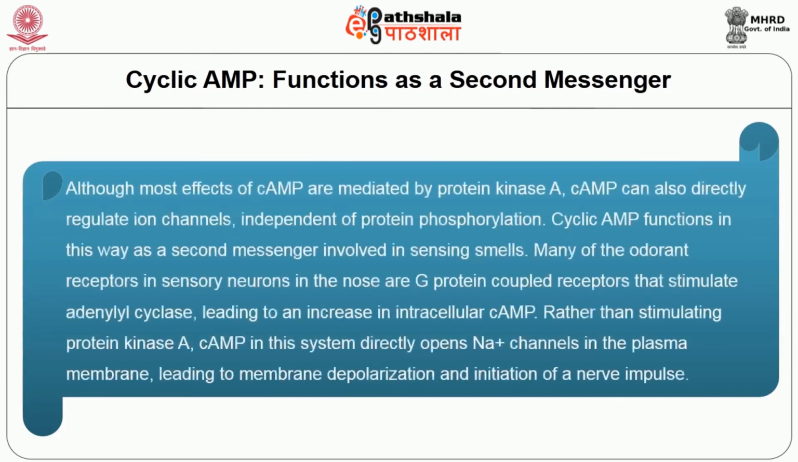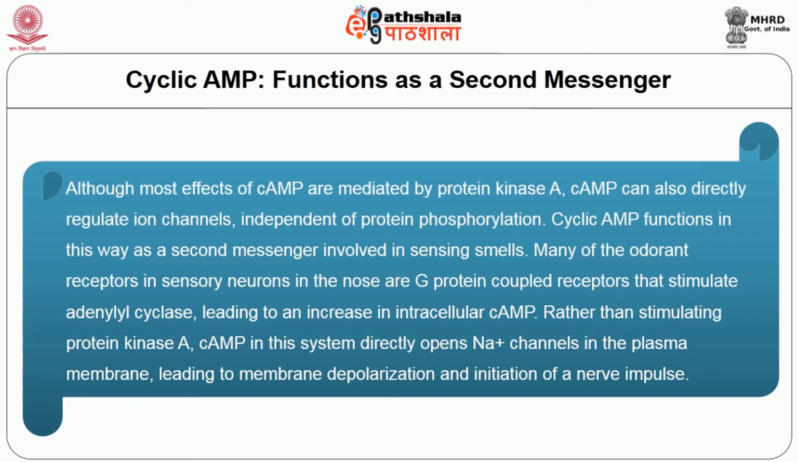Although most effects of cyclic AMP are mediated by protein kinase A, cyclic AMP can also directly regulate ion channels, independent of protein phosphorylation. Cyclic AMP functions in this way as a second messenger involved in sensing smells. Many of the odorant receptors in sensory neurons in the nose are G protein coupled receptors that stimulate adenylyl cyclase, leading to an increase in intracellular cyclic AMP.